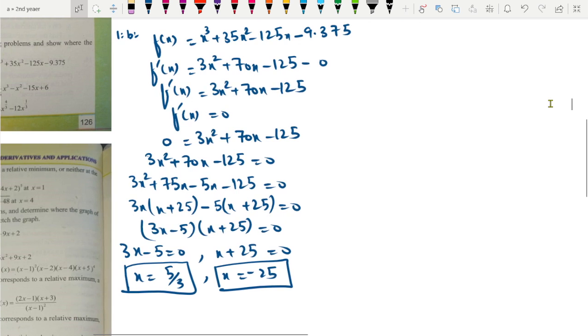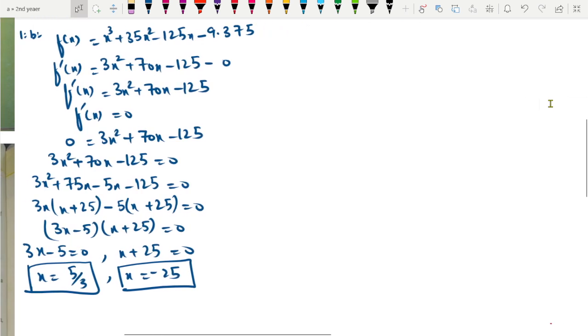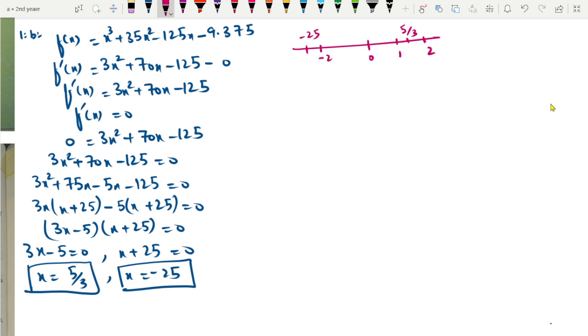Now we will check where the function is increasing and where the function is decreasing. Here we have a number line with 0, 1, and 2. Here you will get 5 divided by 3, and here you will find minus 25, with minus 24 and minus 26. First of all, we check x is equal to 5 divided by 3. On the right hand side there is 2, and on the left hand side there is 1.